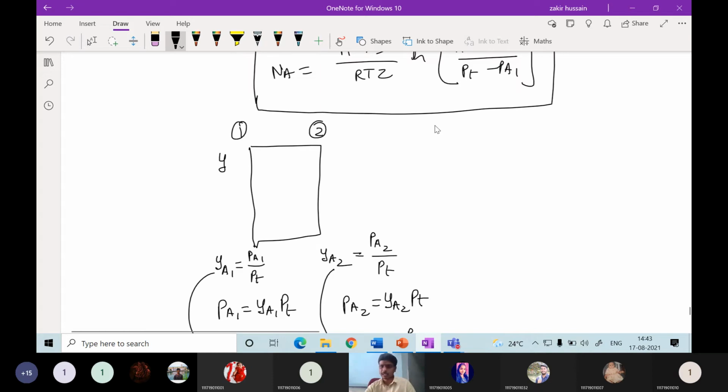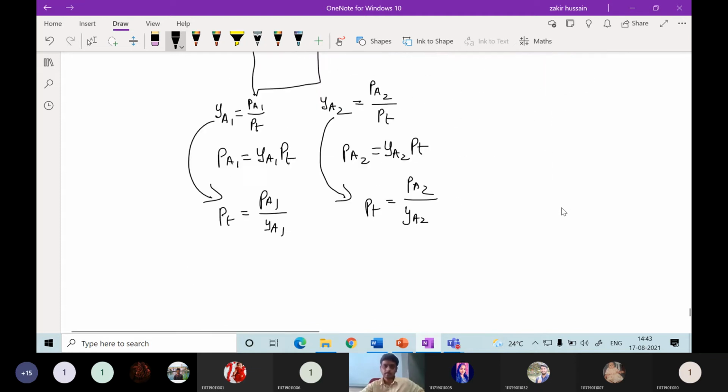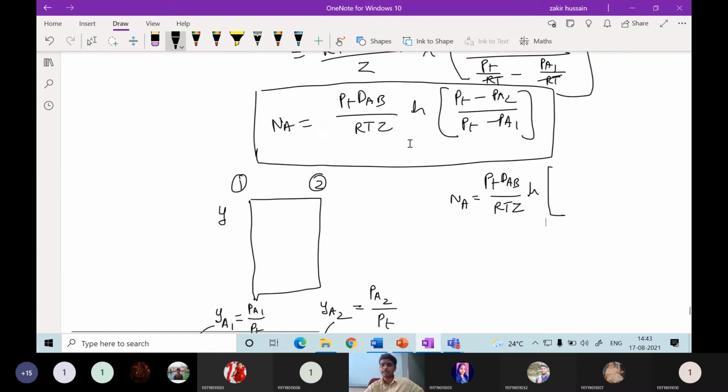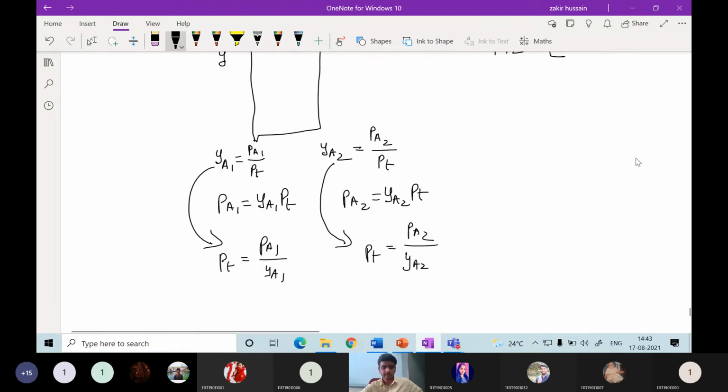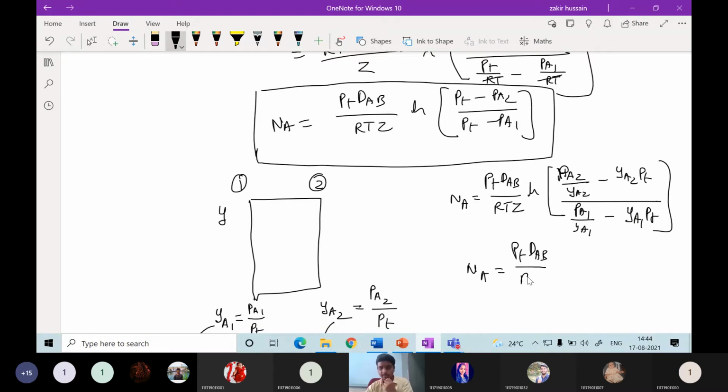Let us substitute all this in order to rearrange the form of this equation, that is Na is equal to Pt into DAB by RTZ ln of, in place of Pt we can write Pa2 divided by Ya2 minus Ya2 into Pt, divided by Pa1 by Ya1 minus Ya1 into Pt. I am trying the other way, a new way.